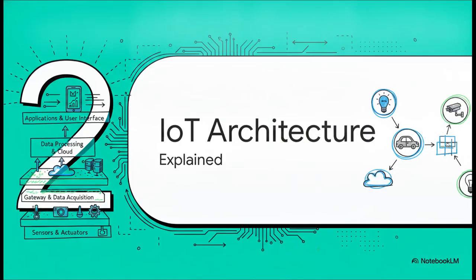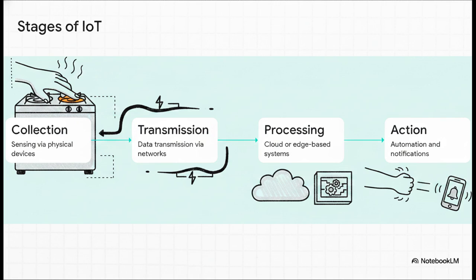Section 2. IoT architecture explained. An IoT system operates in 4 distinct stages. And honestly, the best way to understand this is to compare it to human reflexes. Stage 1 is data collection. This is the sensing part. It's just like your hand touching a hot stove.